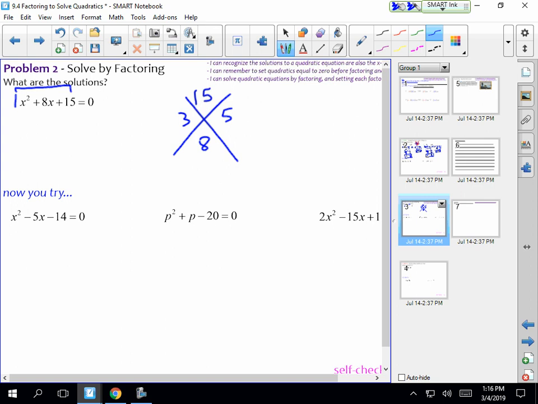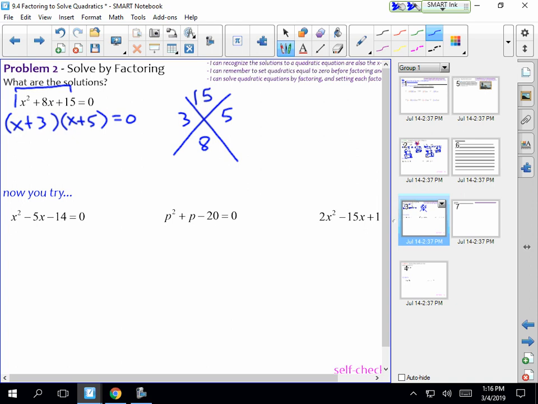So my factors are what and what? 3 and 5. And I want them as binomials. So x plus 3 and x plus 5. So when I say, what are my factors of x squared plus 8x plus 15? They are x plus 3 times x plus 5 equals 0.